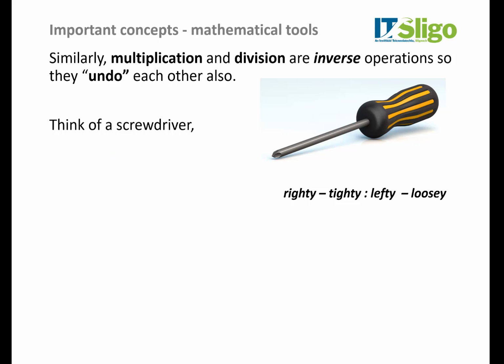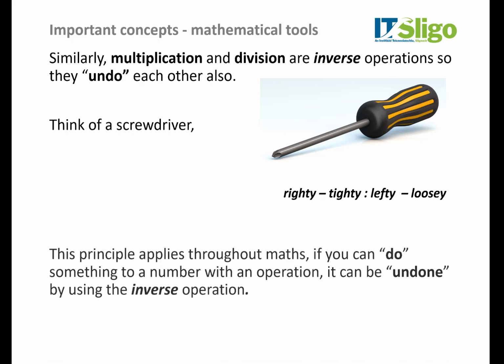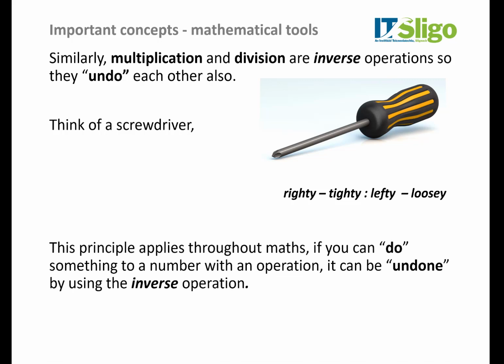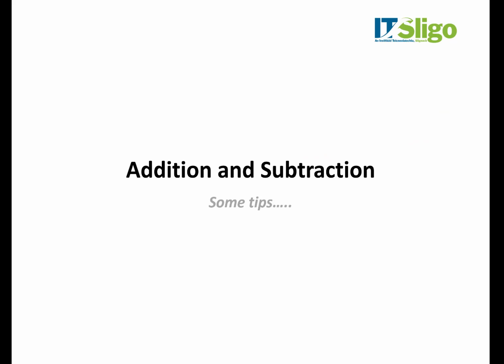I know this seems really obvious, guys, but this concept actually ties together the whole module. We're going to start moving into functions that you haven't seen before or haven't really examined rigorously, like logs. So you need to understand this duality of operations: one undoes the other. If you do something to a number with an operation, it can be undone by using the inverse operation. So with that in mind, we'll take a look now at addition and subtraction.